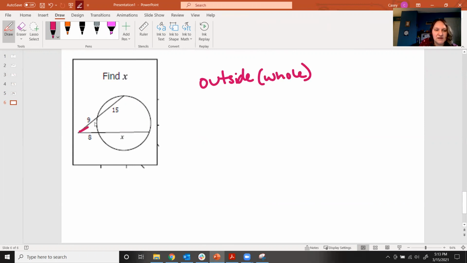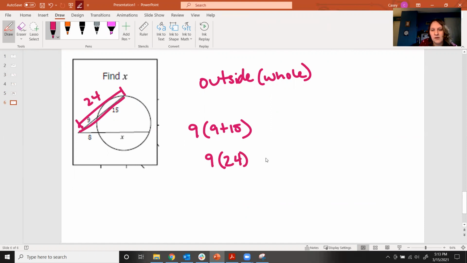So here, the piece on the outside is 9, and the length of the whole thing is not 15, but it's 9 plus 15. So you can write 9 plus 15 inside, or you could just add them together and put a 24. Equals, now the length of the outside here is 8. The length of the whole thing is going to be 8 plus x, or x plus 8, either way.